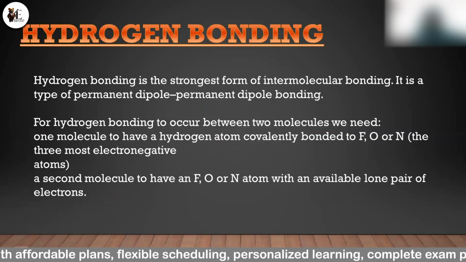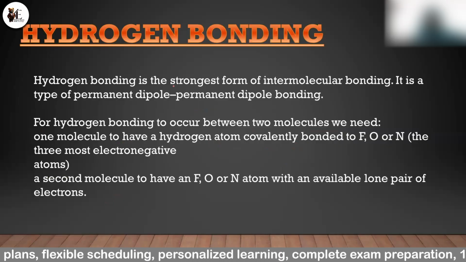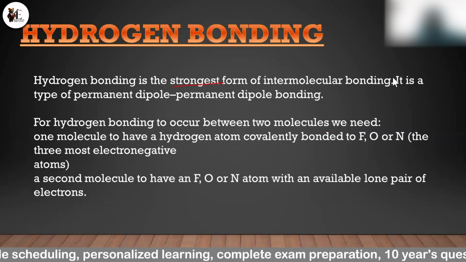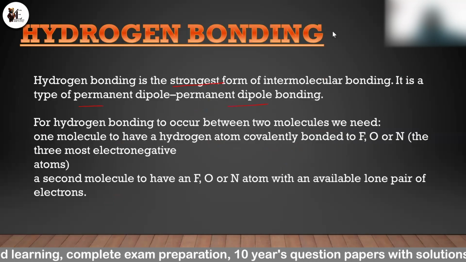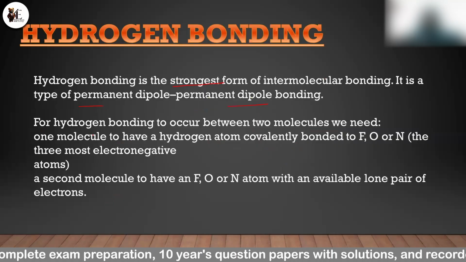Okay, so first we are going to learn about hydrogen bonding. It is the strongest form of intermolecular bonding. It is a type of PD forces because it is permanent. So how can hydrogen bonding occur? There are some conditions.